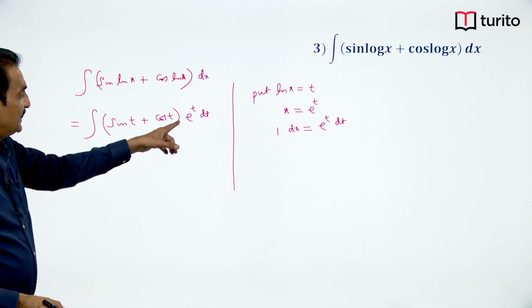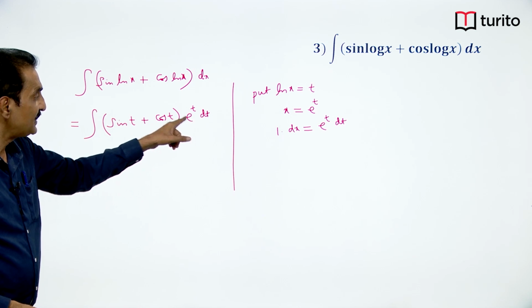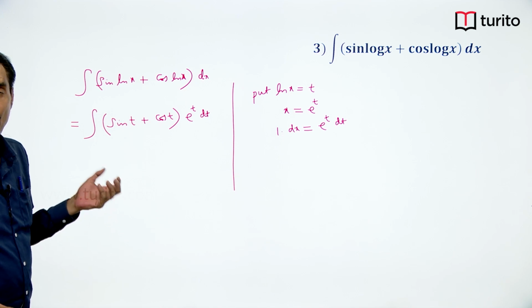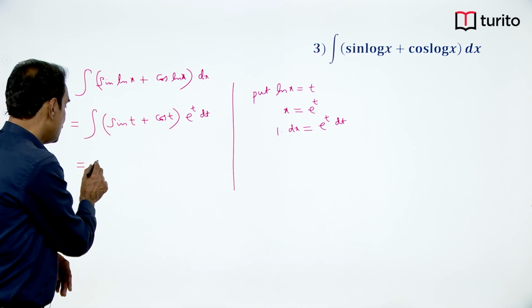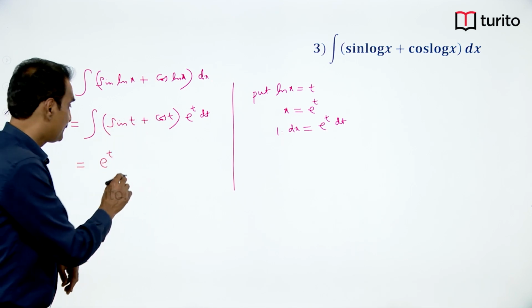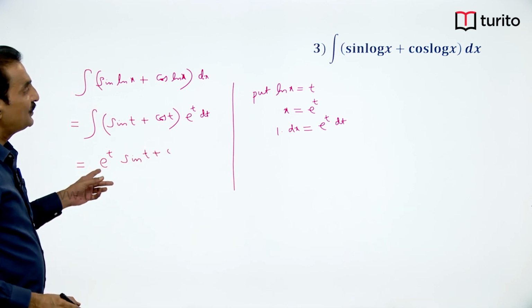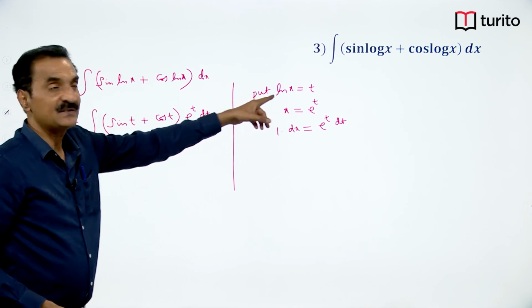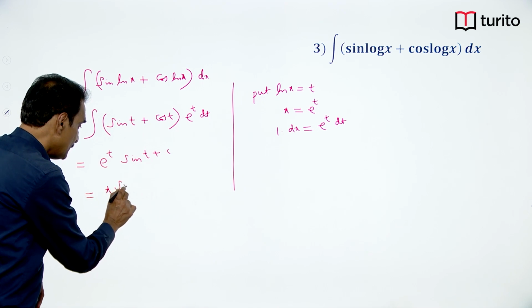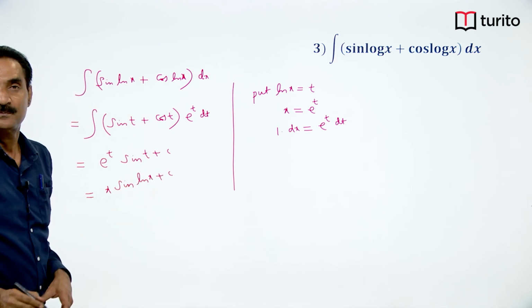Now observe that the derivative of sin t is cos t. So it is e power t into f of t plus f dash t. What is the integral? e power t f of t. So it is e power t into, what is f of t among the two? Sin t. Now e power t is x and t is ln x. So the final answer is x sin ln x plus c.